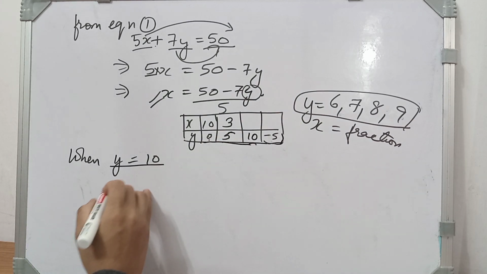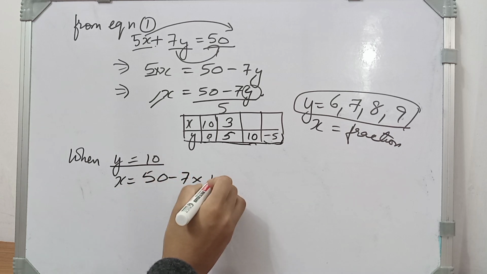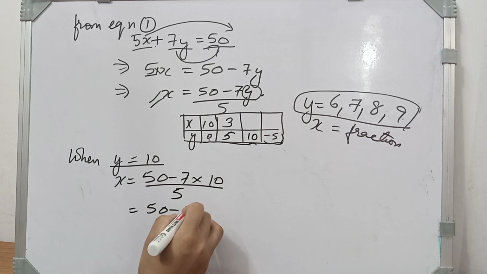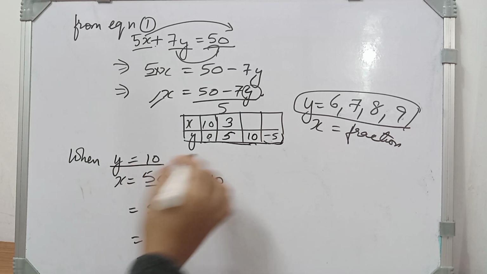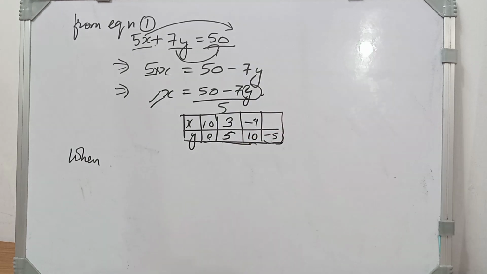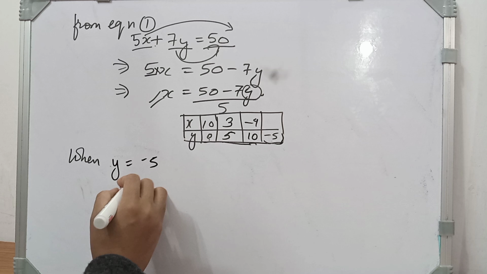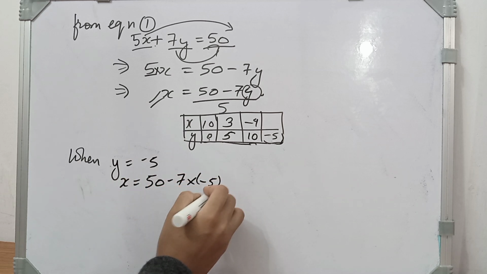For y is equal to 10, x is equal to 50 minus 7 into 10 divided by 5, which is 50 minus 70 divided by 5, that is minus 20 divided by 5, which is minus 4. So when y is equal to 10, x is equal to minus 4. Then when y is equal to minus 5, x is equal to 50 minus 7 into minus 5 divided by 5.